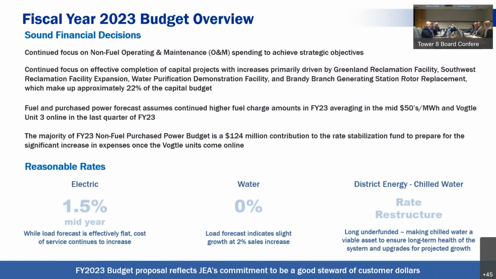The proposed operating budget reflects prudent spending with strategy in mind. The capital plan contains projects that will support and grow the systems, always striving for effective completion. Fuel and purchase power expenses continue to rise, which is then passed on to customers. There is also a $124 million planned contribution to the Rate Stabilization Fund in preparation for Plant Vogtle coming online. This budget is intended to be supported by a mid-year base rate increase on the electric side, stable water rates, and a chilled water rate restructuring that will lay the foundation for future growth.